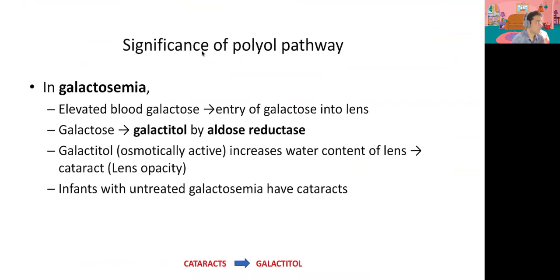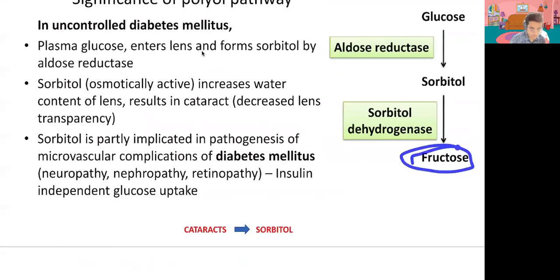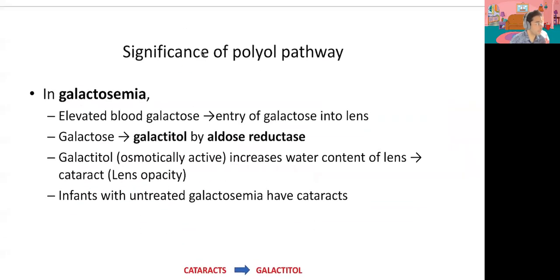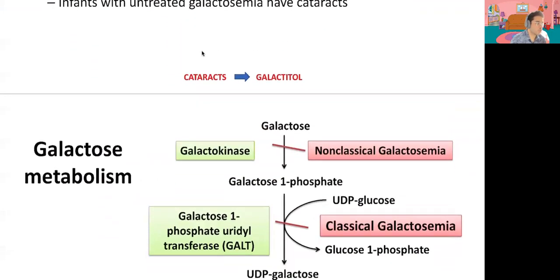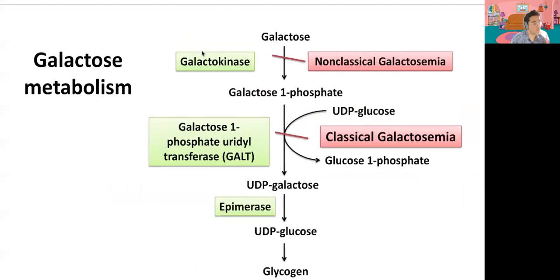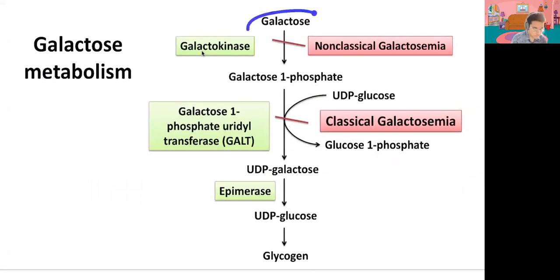Significance of the polyol: it can lead to galactosemia, right? Elevated blood galactose, entry of the galactose into the lens. Same thing that you saw with your sorbitol pathway, from glucose to sorbitol, from sorbitol to fructose. Fructose isn't too bad; you can deal with fructose. But what you can't deal with are sugar alcohols such as galactitol, made by aldose reductase. Galactitol is osmotically active. Once again, like sorbitol, it's going to lead to cataracts. So make sure you read the question stem carefully, because they can trick you with your galactitol and sorbitol pathways.